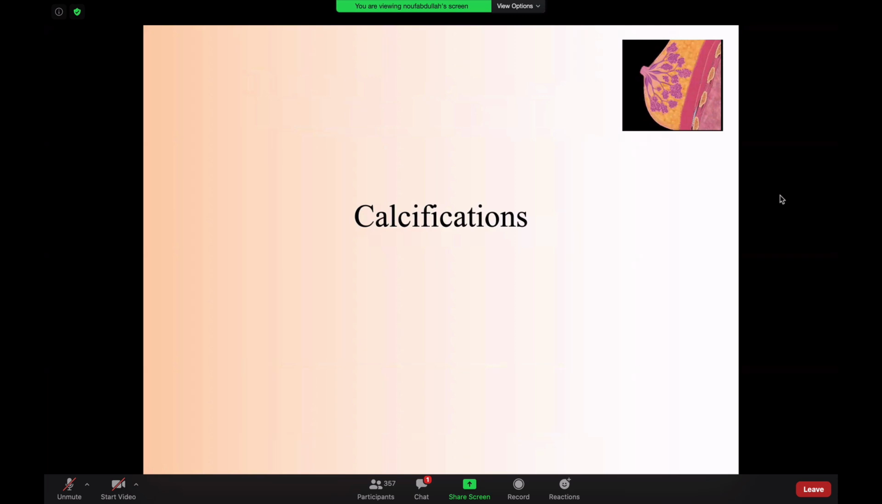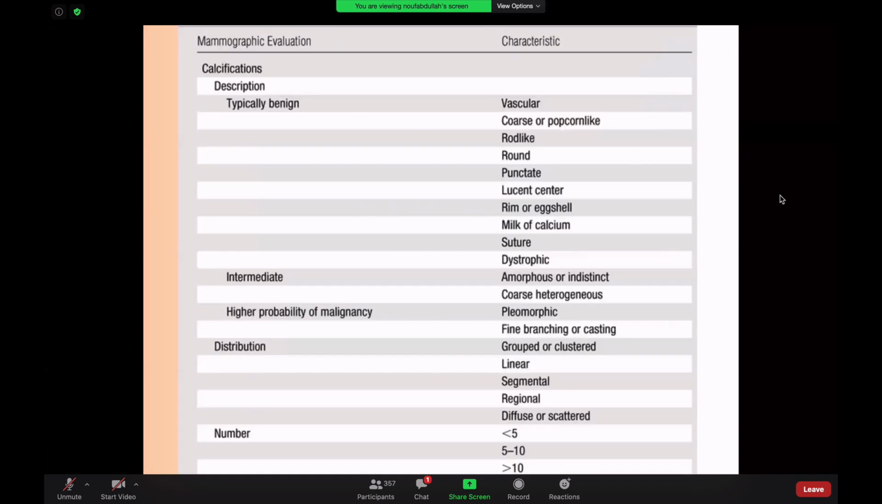So far we finished masses, we finished special cases. We will go now into the second big category, which is breast calcifications. And these are your descriptive terms. Based on the BI-RADS lexicon, the last edition, you have typically benign, the intermediate, or the suspicious. This was actually on the old edition. They removed the intermediate category, and now we have only benign or malignant lesions.